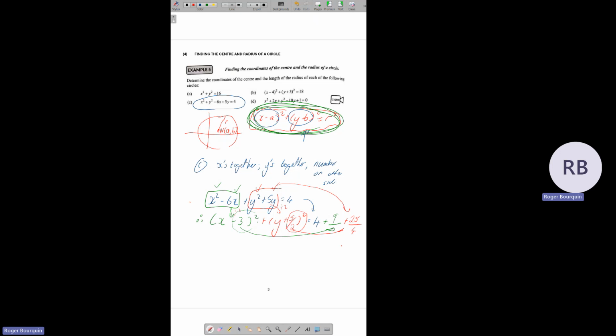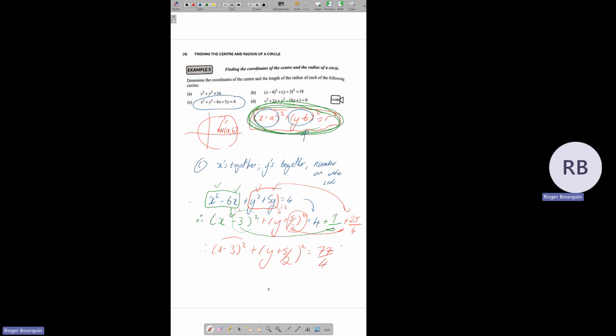Then, you're going to use your calculator and add the things on the right-hand side. So you're going to get 13 plus 25 over 4, and that works out to 77 over 4. So you're left with (x minus 3) squared plus (y plus 5 over 2) squared is equal to 77 over 4.